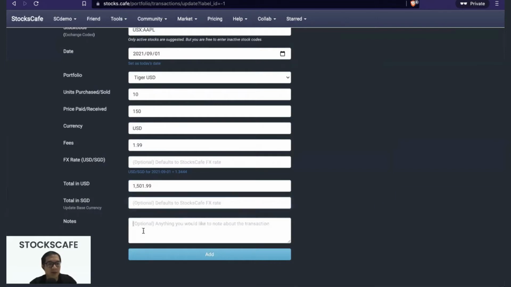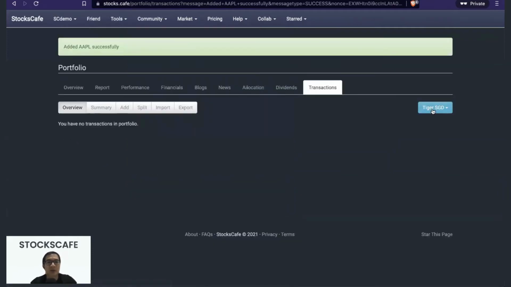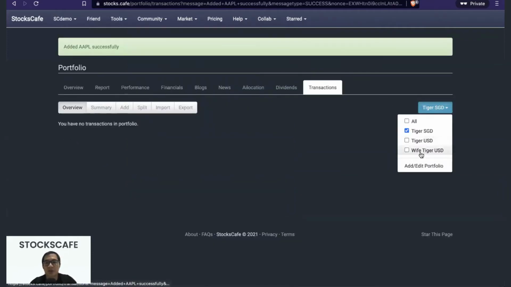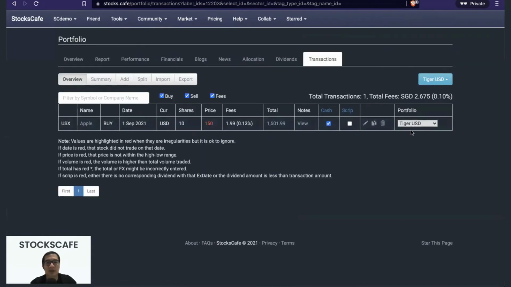You can also take note of why you bought Apple at this time. Bought for the upcoming, let's say, iPhone release. Once you've done that, you should be able to see it in this account.